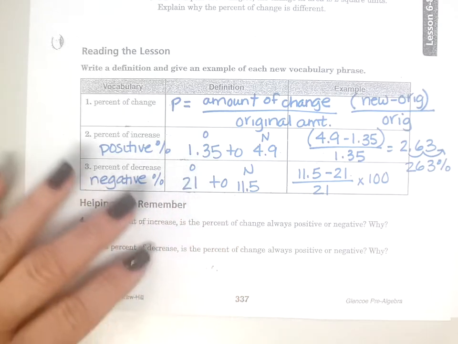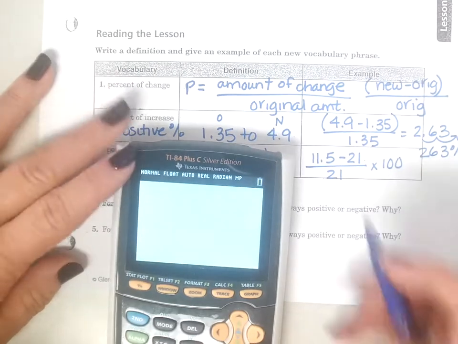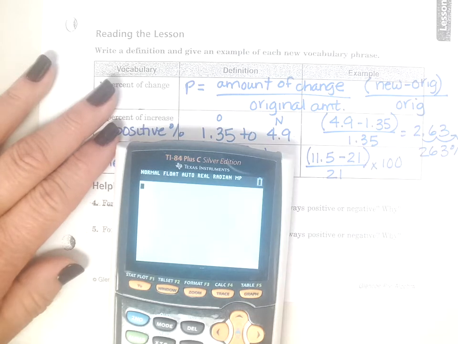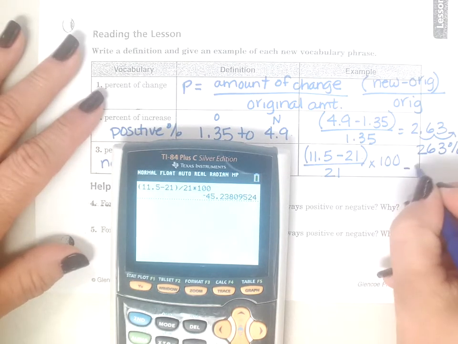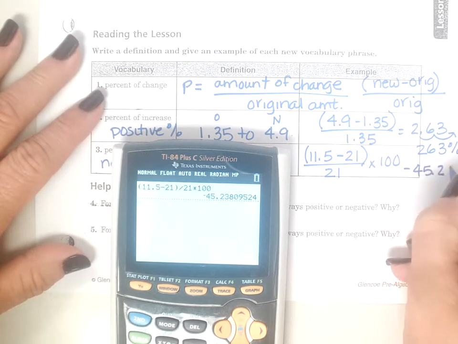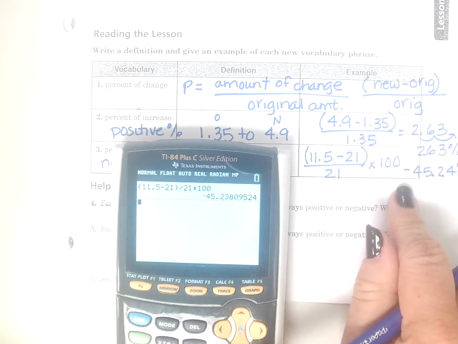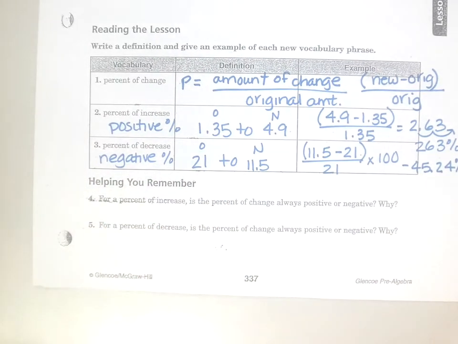Again, if I have a calculator that will do order of operations, and I want it to subtract first and not start dividing and multiplying, I have to have the parentheses around it. Then divided by 21 times 100, and I got a negative 45.2, let's make it 24. And that's percent. Negative means it went down, so I double check to make sure it went down over here, and yes, it did decrease, so it is a percent of decrease.